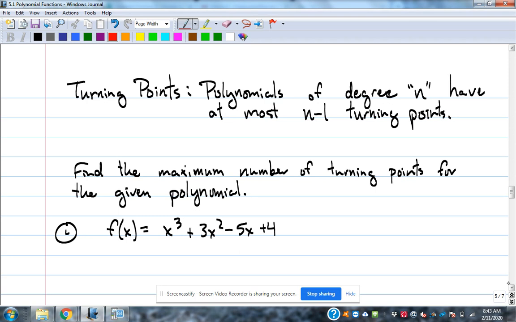We just need to know how many there could be. And it's a really easy formula. Take the degree of your polynomial, subtract 1. That tells you how many turning points there could be. Doesn't tell me that there are exactly that many. Just means there could be that many. So for this polynomial, example I, f of x is equal to x cubed plus 3x squared minus 5x plus 4, all we got to do is find the degree. What's the degree of that polynomial? 3. So how many turning points can we have? 2. 3 minus 1 is 2. N minus 1 is our formula. So we're going to do 3 minus 1 is 2 turning points.